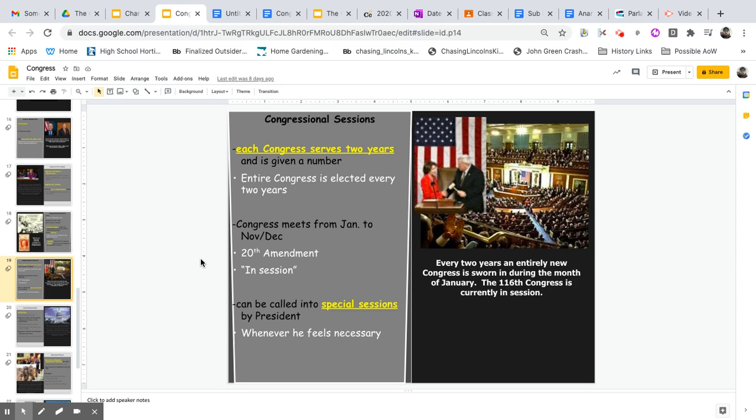Session. So we rename congressional sessions every 2 years because we'll have new members every 2 years. So we're currently on the 116th Congress. In January, though, once all these newly elected people take office, we'll start the 117th Congress. It meets from January to November or December, pretty much all year. And then it's out of session for a little bit before the new year. However, the president, under certain situations, can call special sessions if he deems them necessary.